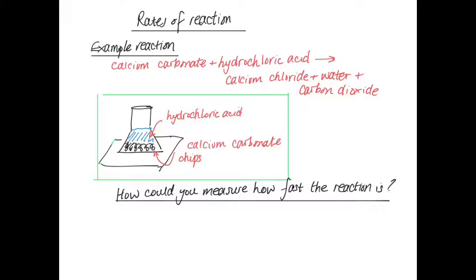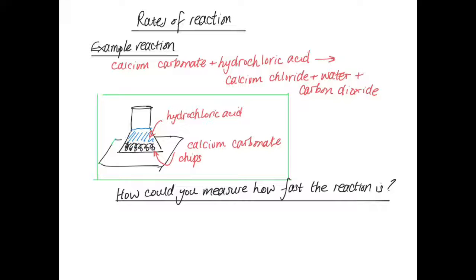Knowing how quick or how slow a reaction is really important in chemistry. If a reaction is too slow, it might take days to give you the product you want, which wouldn't be very helpful if you're making a medicine. If the reaction is too quick, it could explode.